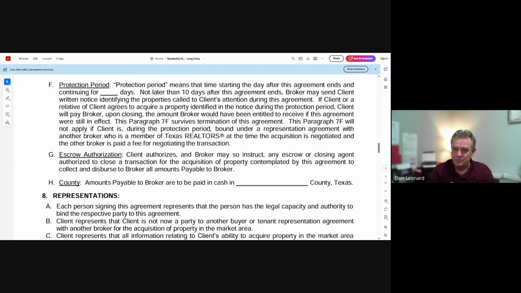So no matter where the property is, no matter where the title company is, no matter any of that, it's where is the broker going to be paid? The broker is going to be paid in Harris County. So Harris County, Texas. There never should be any question as to what county that could be. A lot of people think it's wherever the property is. That's not where payment takes place.